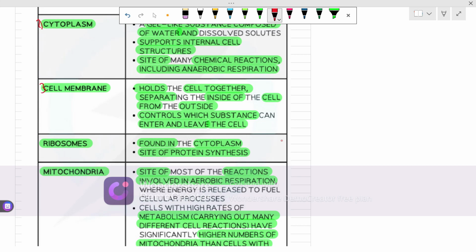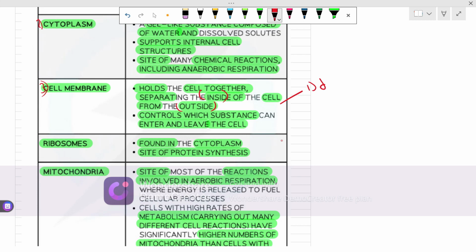Cell membrane, this is the third one. Cell membrane holds the cell together. It separates the inside of the cell from the outside of the cell, and it controls which substances enter and leave the cell. So to summarize, the cell membrane technically just controls the movement of particles in and out of the cell, and the cell membrane actually controls the movement of particles by three methods.